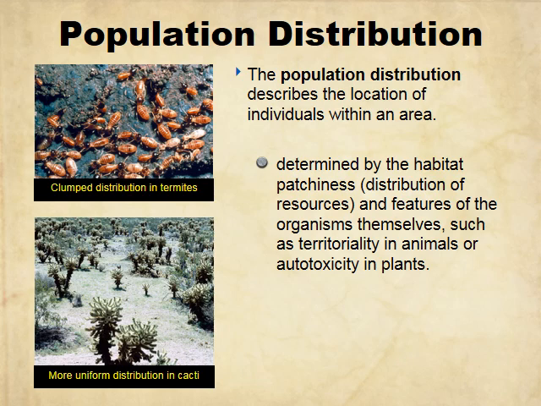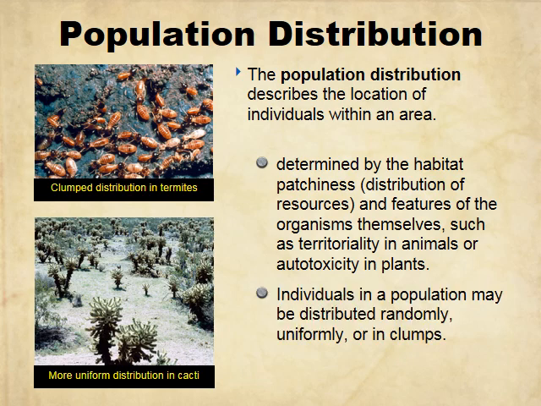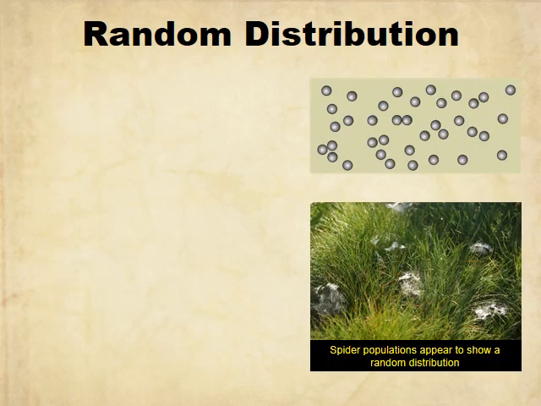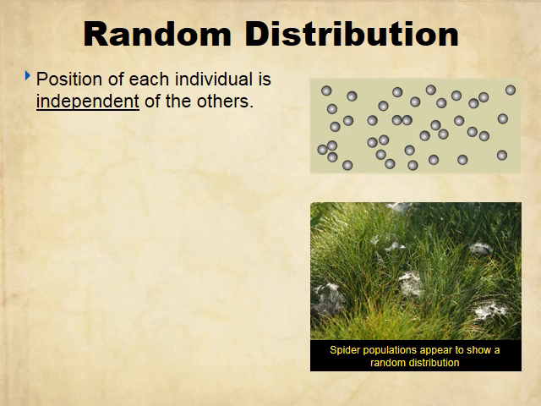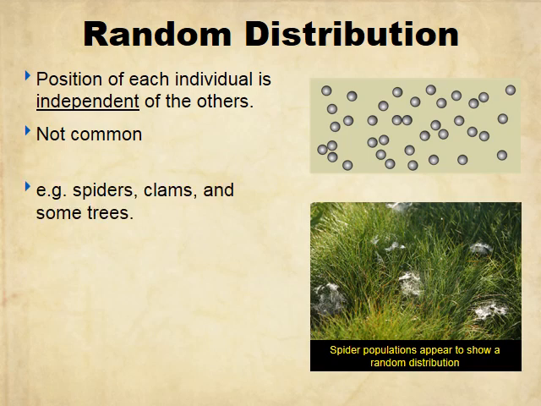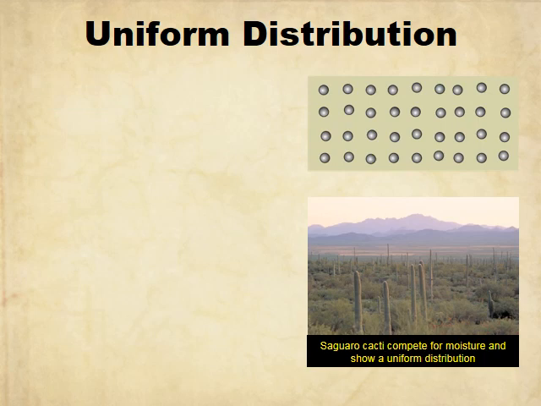Okay, so it's determined by the habitat and the resource availability and the amount of territoriality in these animals, or maybe even autotoxicity in plants. And it can be random, uniform, or in clumps. So when things are randomly distributed, each individual is usually independent of each other. And this random distribution isn't super common. Spiders, clams, some trees are randomly distributed.